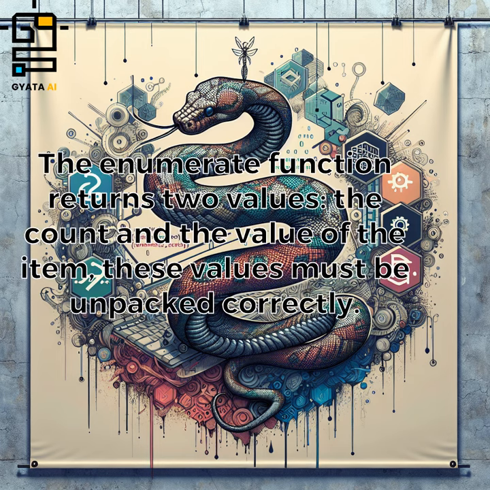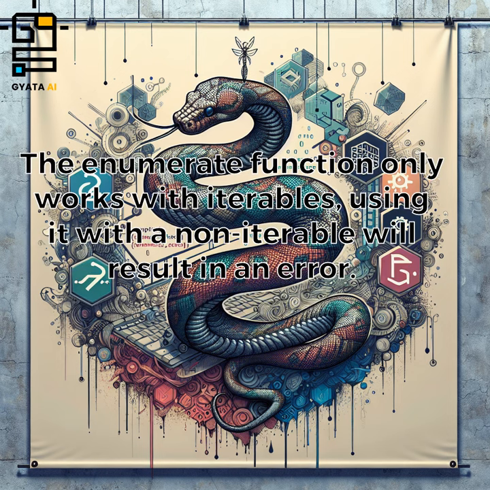The enumerate function returns two values, the count and the value of the item. These values must be unpacked correctly. The enumerate function only works with iterables. Using it with a non-iterable will result in an error.